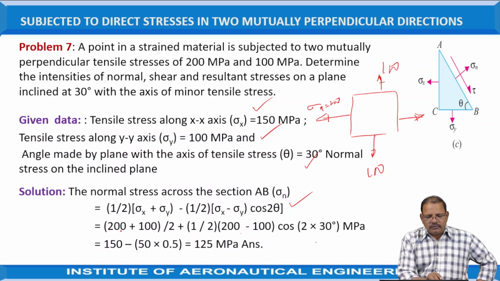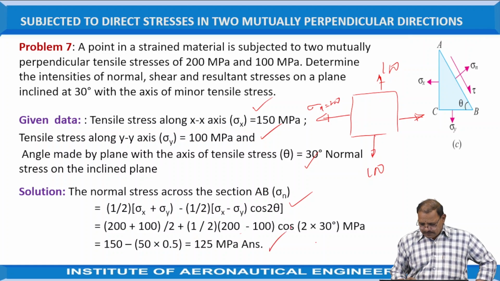From this relation, 200 + 100 = 300, divided by 2 is equal to 150, minus (200 − 100)/2, which is 50, into 0.5, cos 60, which is equal to 125 megapascal.